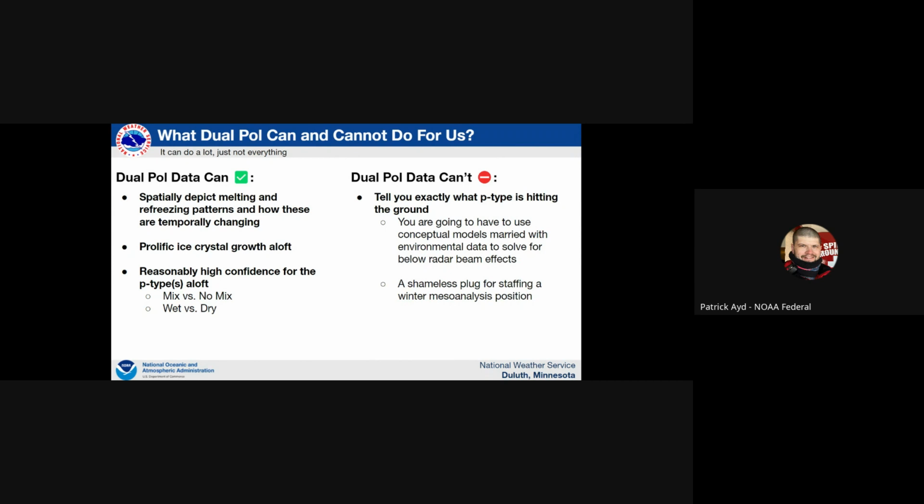So what can dual-pol do? It can spatially depict melting and refreezing patterns and how those are changing in time, and that seems pretty important. It can really highlight areas of prolific ice crystal growth aloft. It gives you pretty high confidence of the P types aloft, whether it's a mix or no mix, wet versus dry. Obviously, it can't tell you exactly what's hitting the ground. You're going to have to marry conceptual models and environmental data to the dual-pol data for those below-beam effects, which in the end is a shameless plug for staffing a winter mesoanalysis position. It's not just for the summer; there's a heck of a lot of data to go through for the winter to land that forecast. So that's a shameless plug.